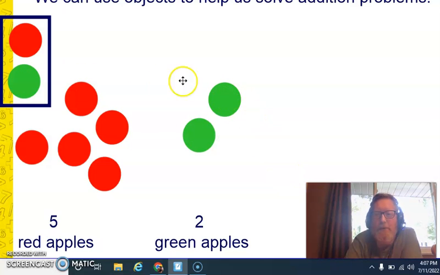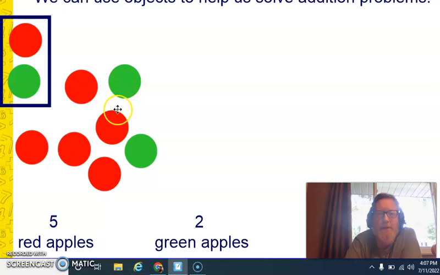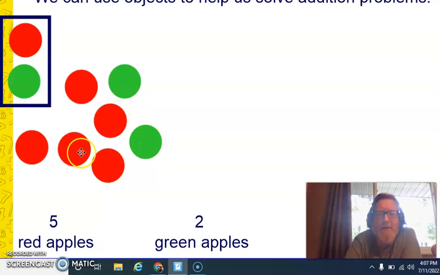So now we want to add those groups together. Look, we're going to put them all together because we want to know how many there are in all. So let's count the apples. Count with me. Ready? 1, 2, 3, 4, 5, 6, 7. The answer is 7. 7 apples. Good job counting. And by counting, you have added. Let's try another one.